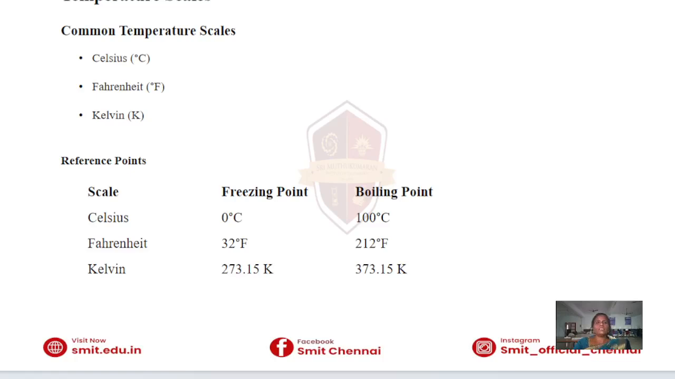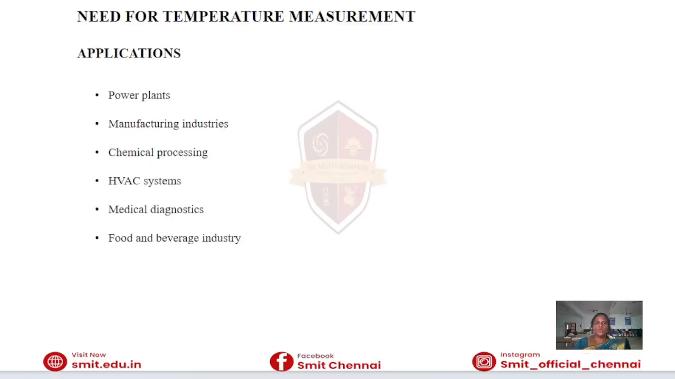The Kelvin scale is the SI temperature scale where water freezes at 273.15 Kelvin and boils at 373.15 Kelvin. Among these scales, Kelvin is commonly used in scientific, energy, and engineering calculations because it starts from absolute zero.